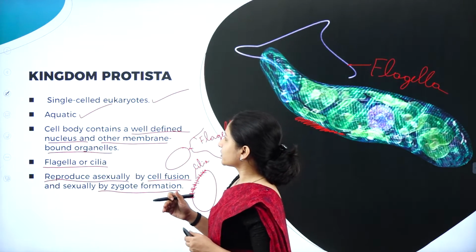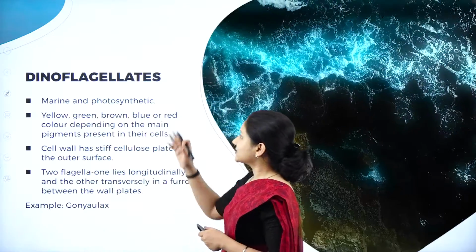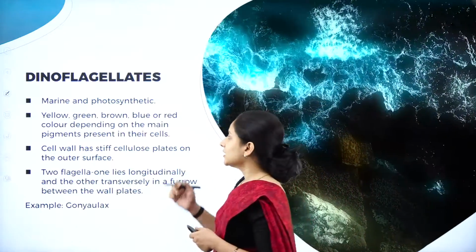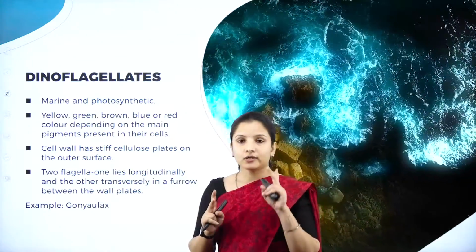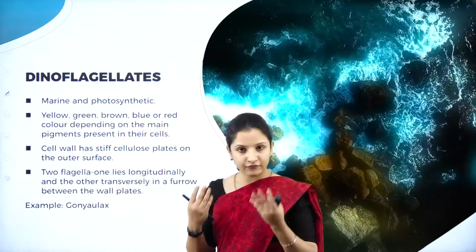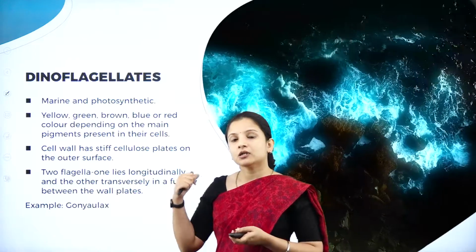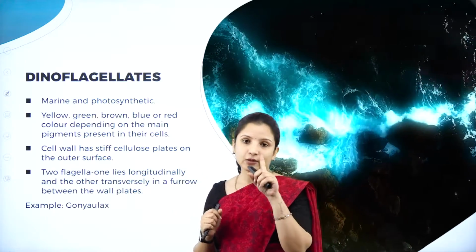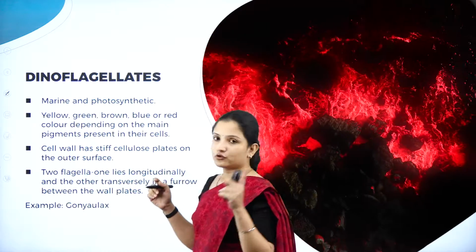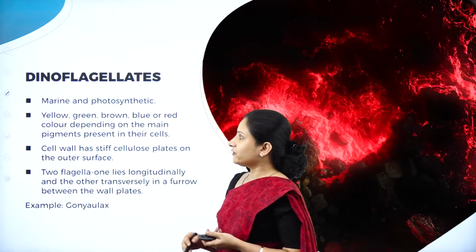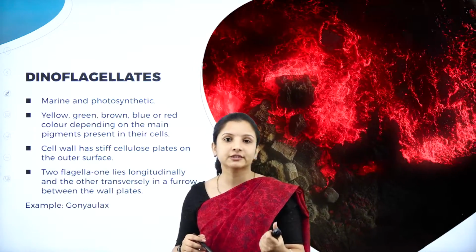So under kingdom Protista, we studied about Chrysophytes. After Chrysophytes, we shall study about dinoflagellates. Obviously the name itself suggests: di means two, flagellate, they have flagella. These organisms have two flagella. But earlier, the Chrysophytes had one single flagellum, or were made up of cilia. But dinoflagellates have two flagella. These dinoflagellates are marine in habitat, that is, they are usually found in oceans and seas.